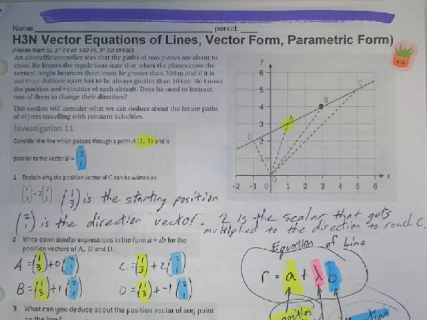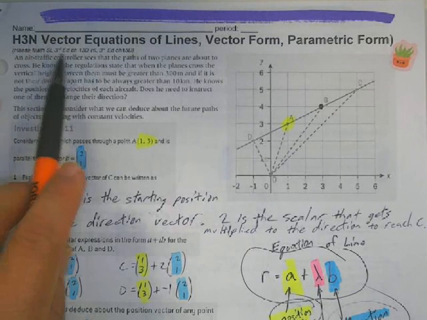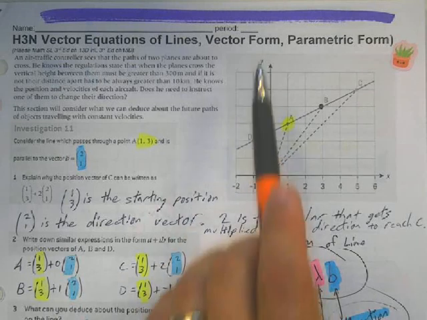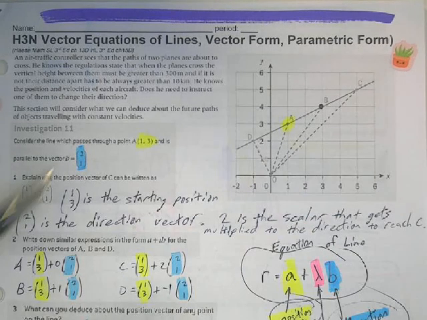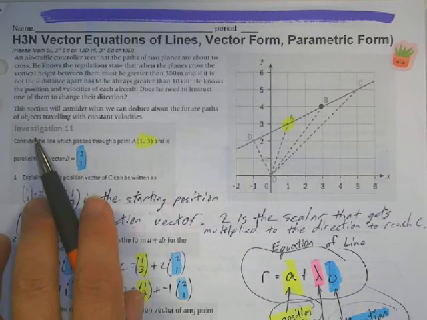Okay, we're going to do section H3N. We're going to talk about vector equations of lines, vector form, and parametric form. This is probably one of the more important lessons in this chapter. So look at investigation number 11.